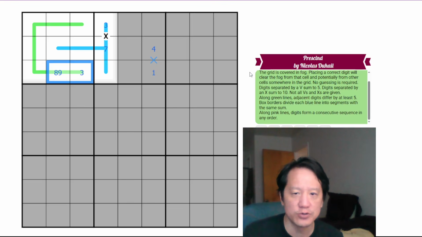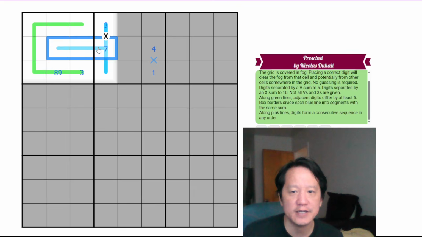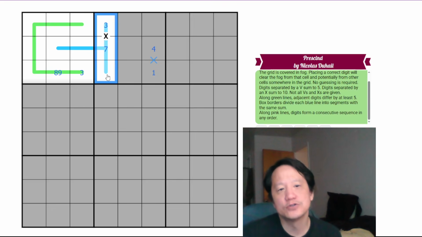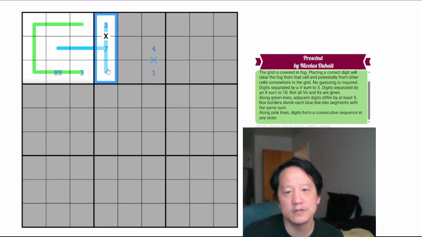Box borders divide each blue line into segments with the same sum. So the sum of these two digits must equal the sum of these 3 digits here. So that means that these two digits must equal the sum of these 3. And these are otherwise known as region sum lines.